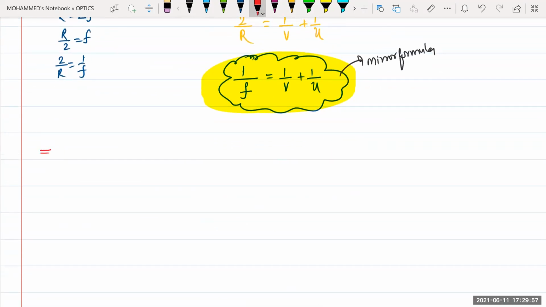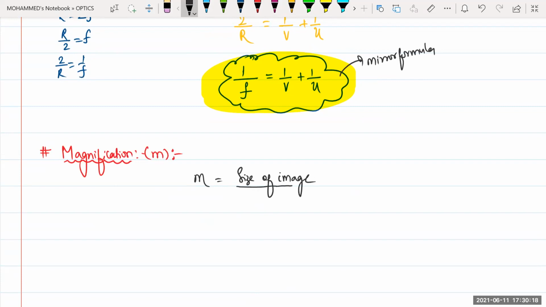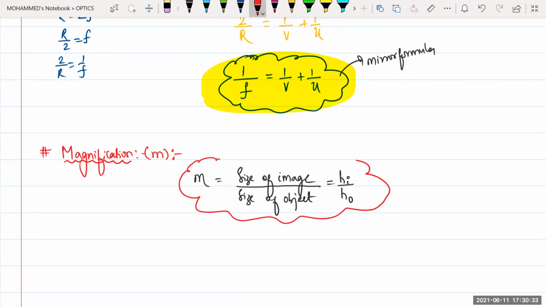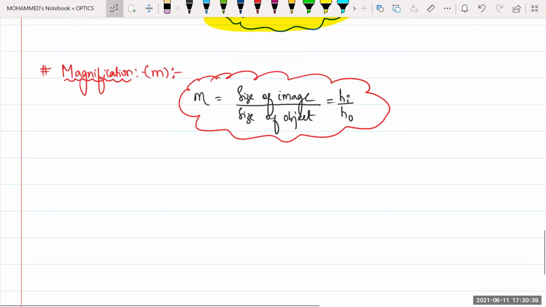So next, magnification. Magnification is represented by the letter M. Magnification is nothing but the ratio of the size of the image to the size of the object, that is, the height of the image divided by the height of the object. So M is equal to the size of the image by the size of the object, which is equal to the height of the image by the height of the object. Clear?